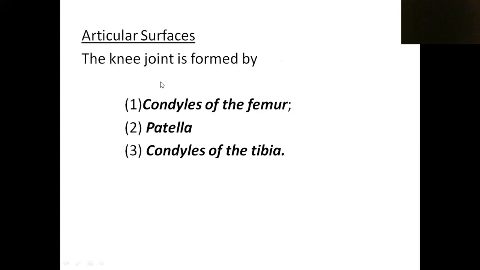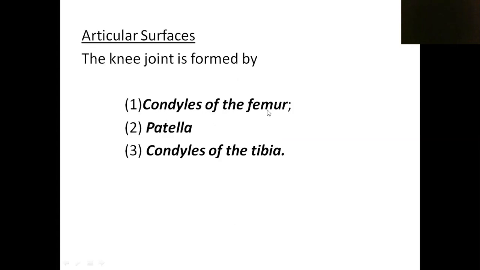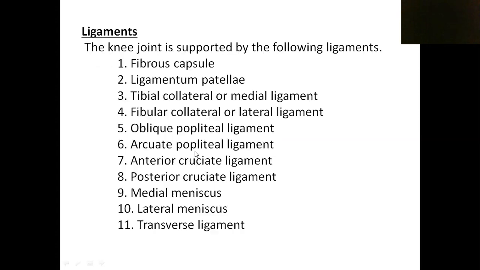Now the articular surfaces. What are the articular surfaces? I already told you. See, here we can see the condyles of the femur articulate with the condyles of the tibia. Not only that, the patella. So the condyles of the femur, then the patella, and the condyles of the tibia. Those are the bones articulating there. So those are the articular surfaces of those bones.